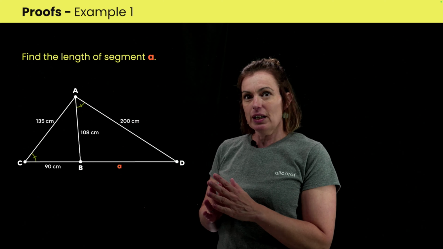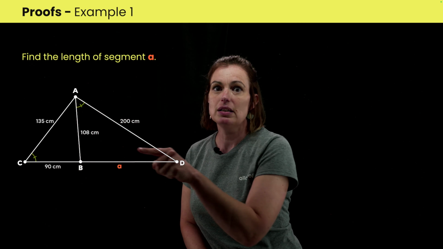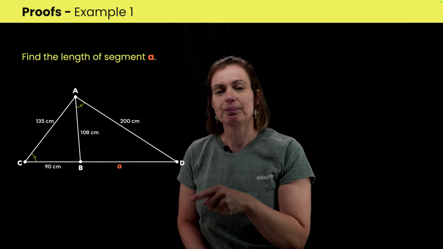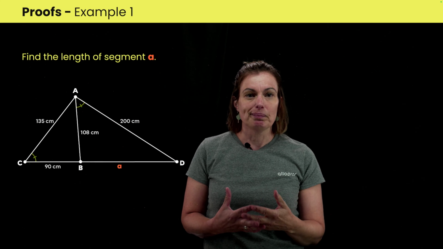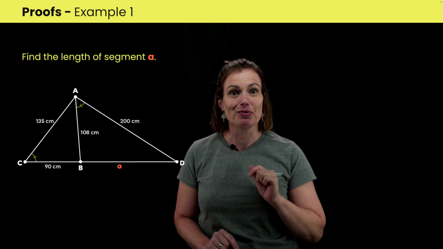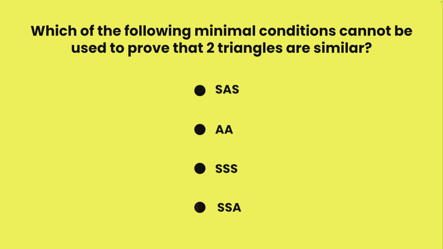Now, when I take a look at my diagram, remember I mentioned that there are a couple of triangles, ACD, ABC, and ABD. I actually have three triangles here. Maybe they're similar. This might be something worth exploring. And before we do, I have another question for you. Which of the following minimal conditions cannot be used to prove that two triangles are similar? Is it side, angle, angle, side, side, or side, side, angle?